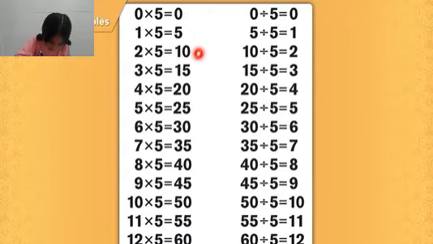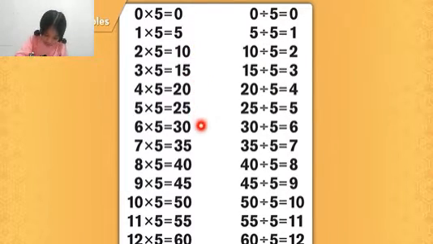0, 5, 10, 15, 20, 25, 30, 35, 40, 45, 50, 55, 60. Say those with me. Ready? Begin. 5, 10, 15, 20, 25, 30, 35, 40, 45, 50, 55, 60.